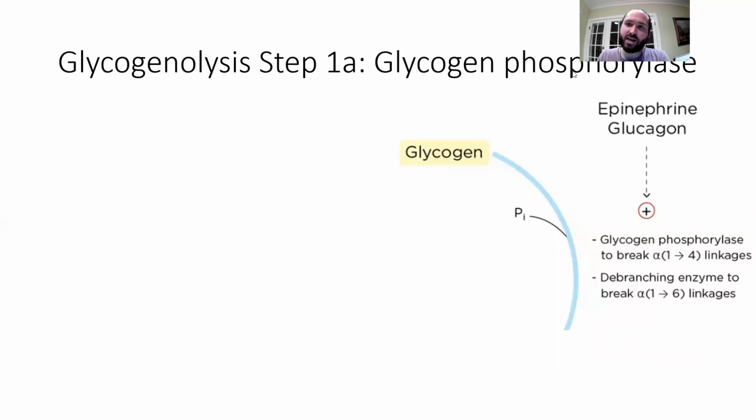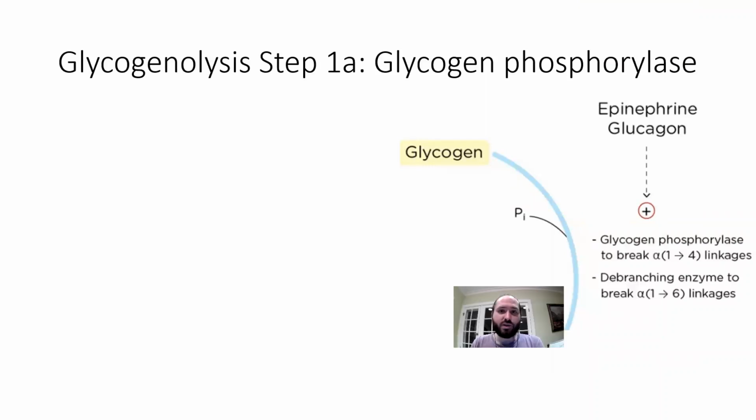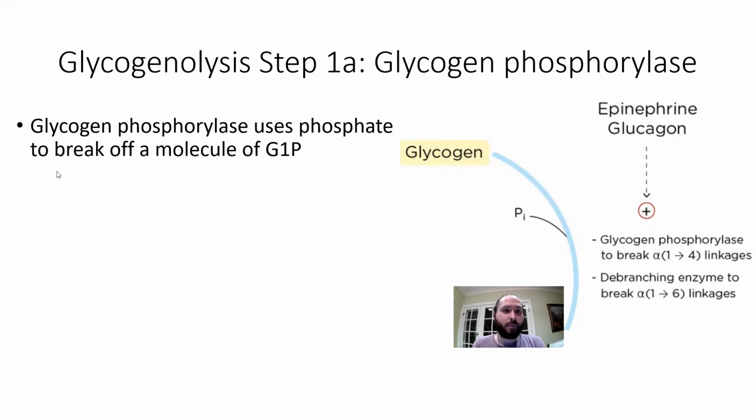All right, our last process of the day is glycogenolysis. First step in glycogenolysis, we're now at glycogen, and we begin by using glycogen phosphorylase. When we stored glucose as glycogen, we went through glucose 1-phosphate and UDP glucose, using the high energy bonds there to couple formation of glycogen. Now we're going to do the opposite. We use phosphate to break down the glycosidic linkages. So glycogen phosphorylase is an enzyme that uses phosphate to break off a molecule of glucose 1 phosphate.